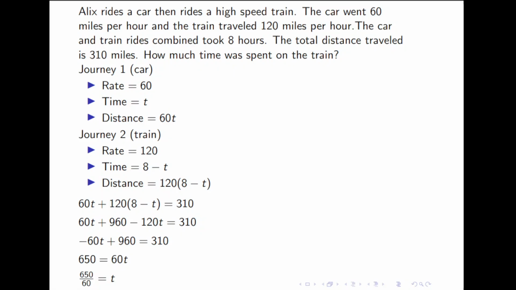But looking at our clearly labeled list, t represents the time in the car. The question asks for the time on the train, which is 8 minus t, but now we know the value of t. So our unsimplified answer is 8 minus 650 over 60 hours.